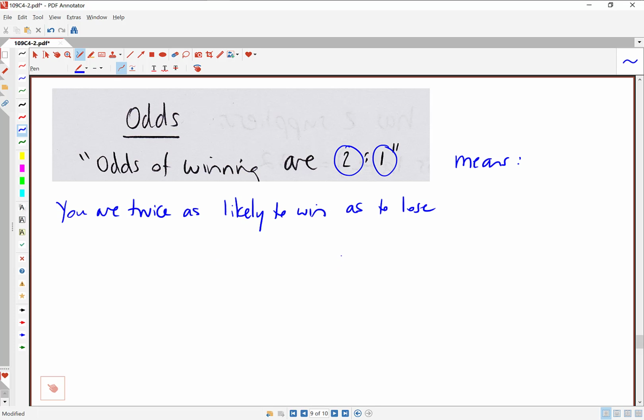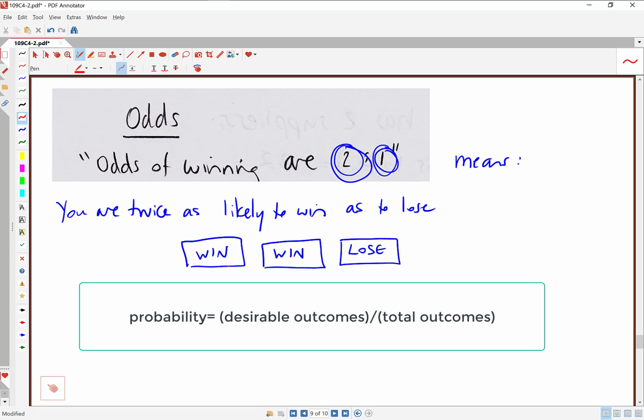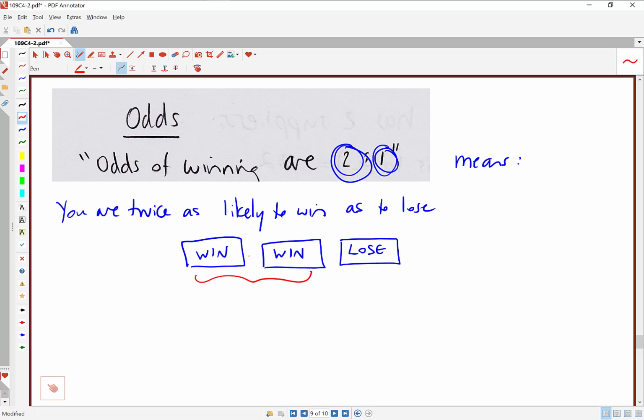So if you wanted to draw a picture of this, you could say if that represents your likelihood of losing, your likelihood of winning is exactly 2 times that. So 2 parts winning, 1 part losing. Now, if we turn that into a probability, if we're talking about winning, that's 2 out of 3 outcomes. And if we're talking about losing, 1 out of 3 outcomes.